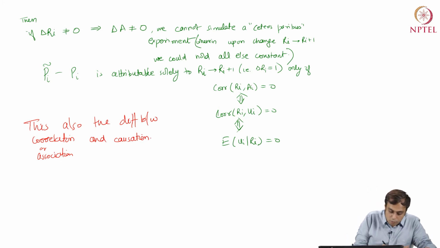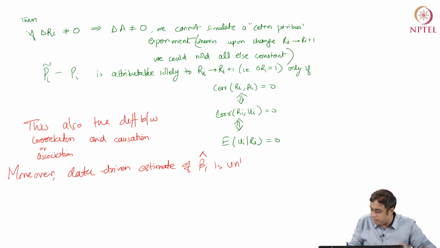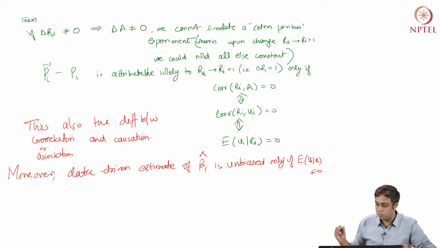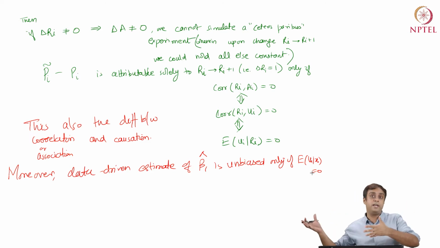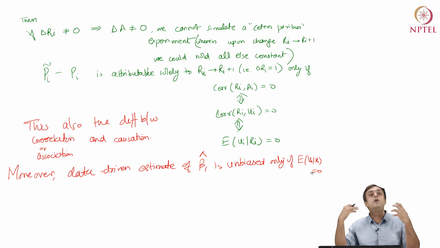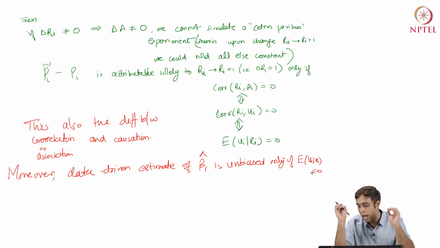Okay. Moreover, the data-driven estimate of beta 1, that is, beta 1 hat, is unbiased only if expectation of Ui given Xi is 0, right? So the regression estimator, that is the data-driven estimate beta 1 hat, is a good representation of the true model beta 1 only if you have expectation Ui given Xi equals 0. Why is that?